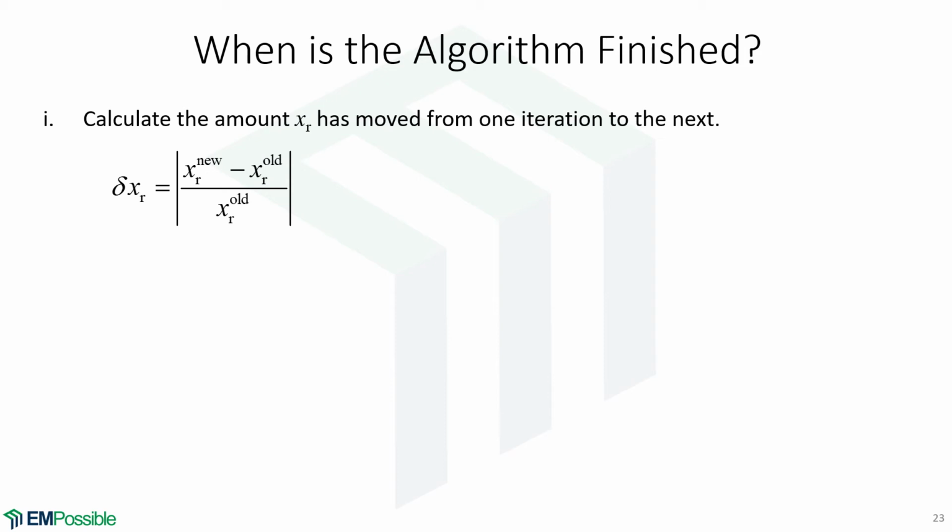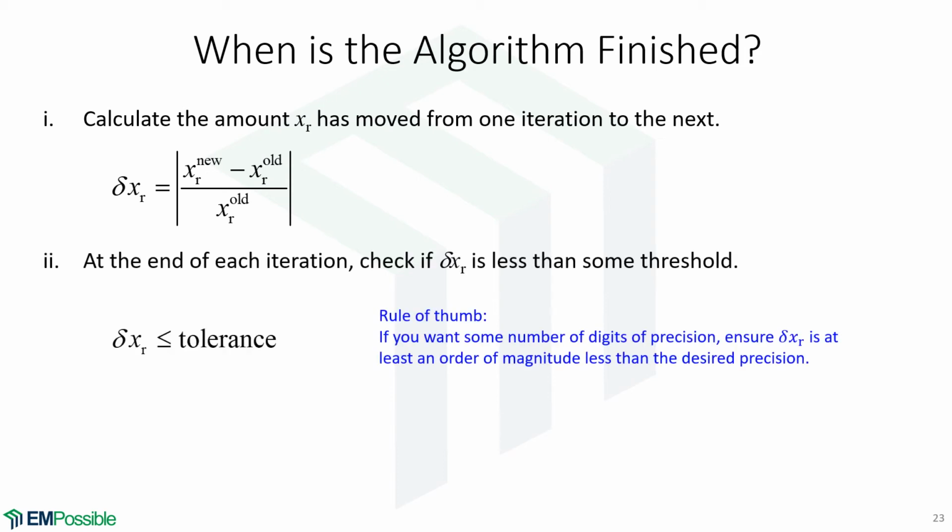So we calculate that delta. And then if this delta falls below some tolerance, we'll say that we are done. And what I tend to like to do, if I want 3 digits of precision, I'll set this tolerance down to 4 digits. So if I want 0.001 accuracy, I'll set that tolerance to 0.0001, maybe even another 0.1, at least an order of magnitude smaller than the precision that I actually want.